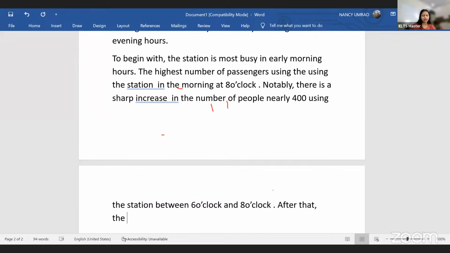the number dropped to below 200 at 10 a.m. Full stop. Then again, comma.